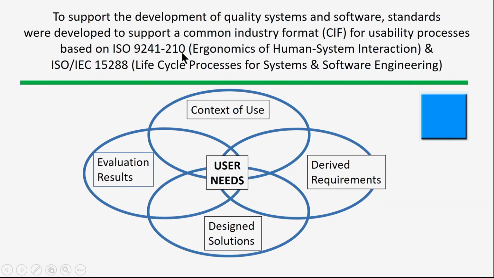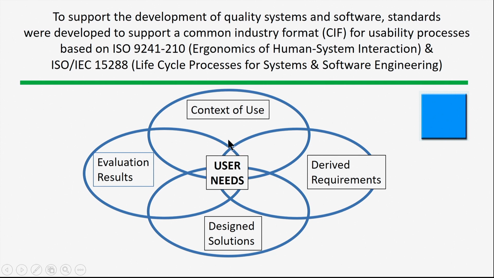So the way people think about usability is through the lens of quality. Is the software of high quality or not? Right. So to support that, they've come up with a series of documents, and they start with the framework based on material in ISO 9241-210, which is called the Ergonomics of Human System Interaction, and also 15288, which is more general in its sense that it concerns life cycle processes. And the framework of how everything fits together is shown here.